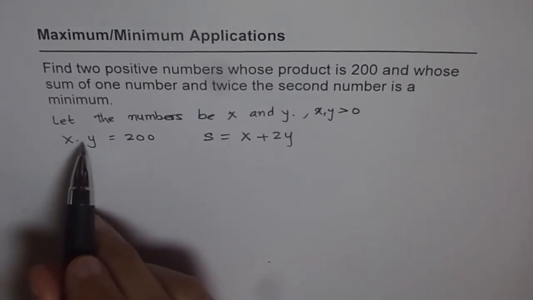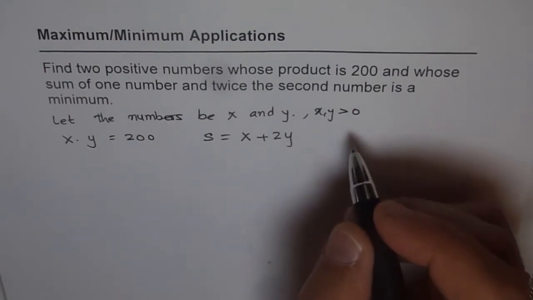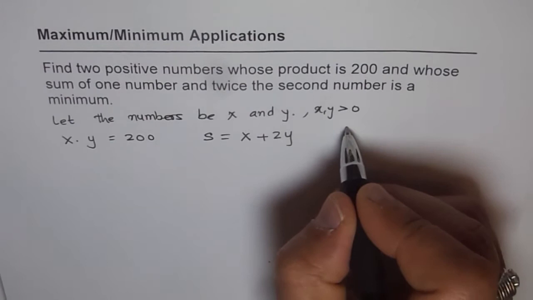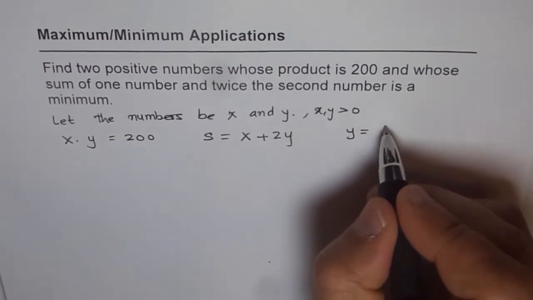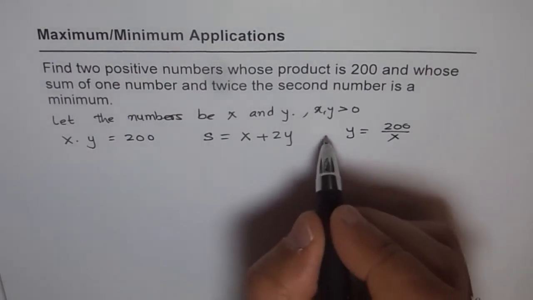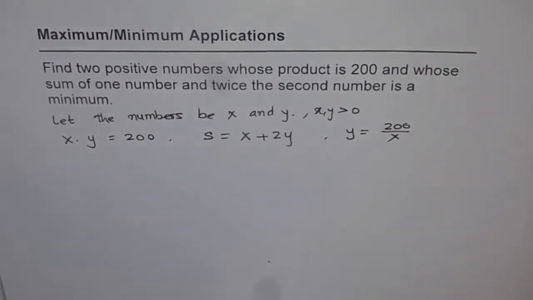So x times y equals 200. That means we can write y equals 200 divided by x, right? So we get all these relations here. Now we'll use these relations and then find the minimum sum.